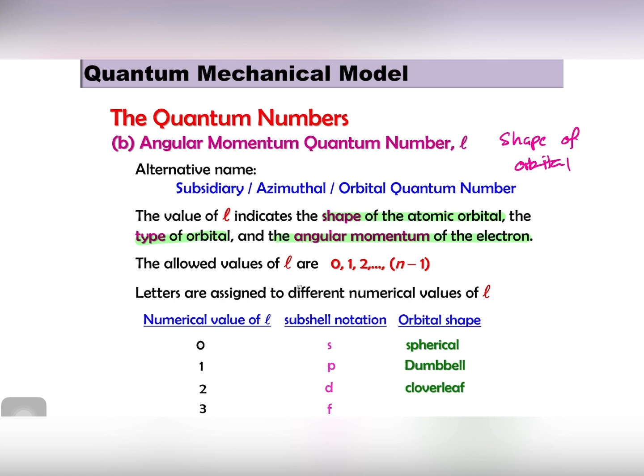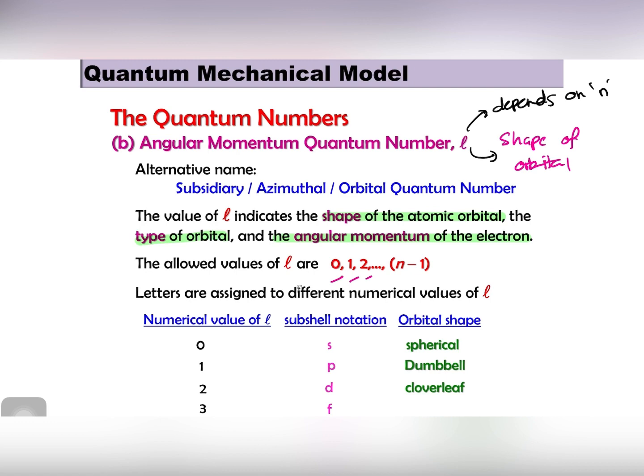The allowed value for L, the angular momentum quantum number, starts from 0, 1, 2 until N minus 1. Okay, so the value of L depends on the number or value of N.